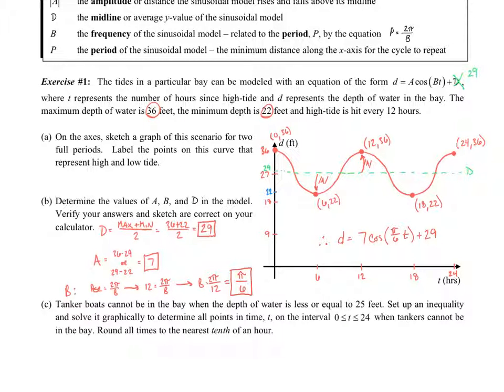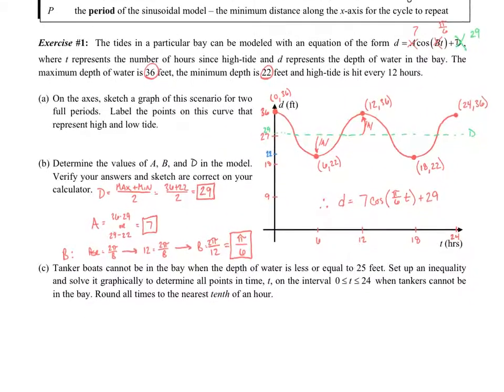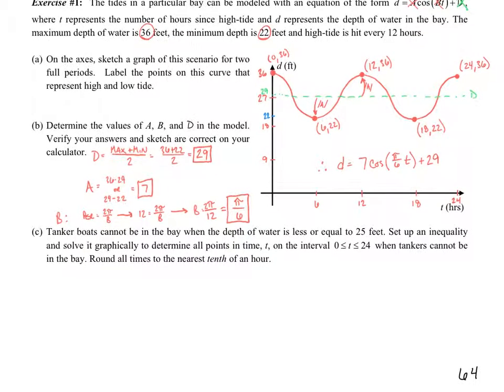I figured out what a is. A is 7. I figured out what b is. It's pi over 6. So now I have the equation of the function finally. So I'm going to use that equation in C. C says that tanker boats cannot be in the bay when the depth of the water is less than or equal to 25 feet, which makes sense, right?